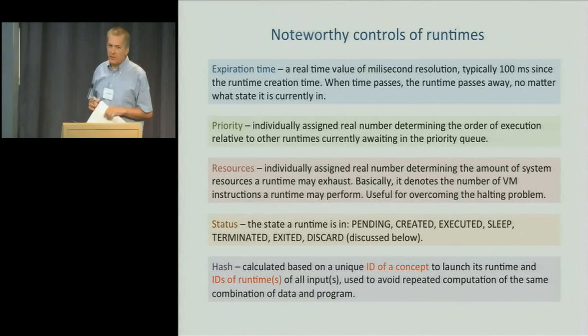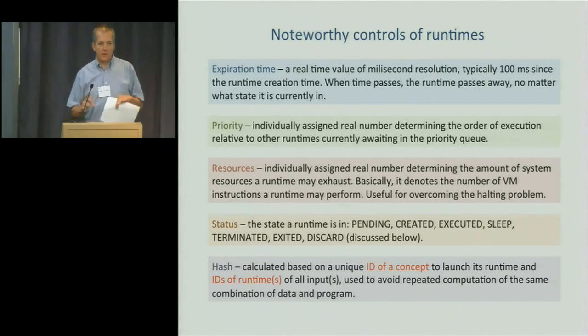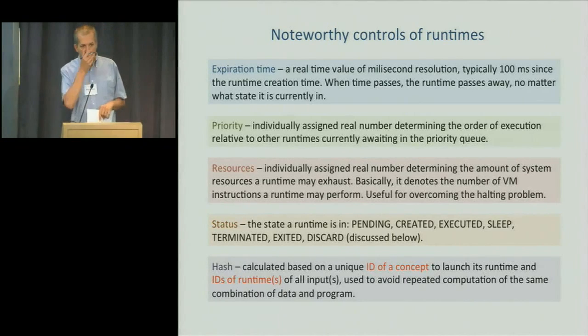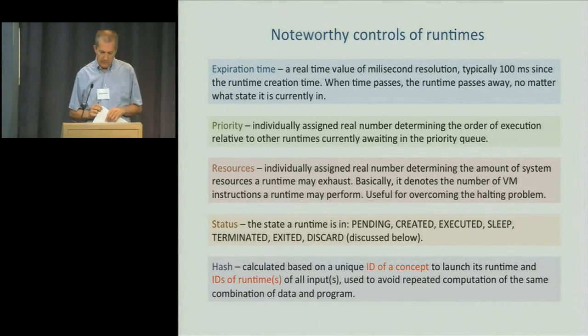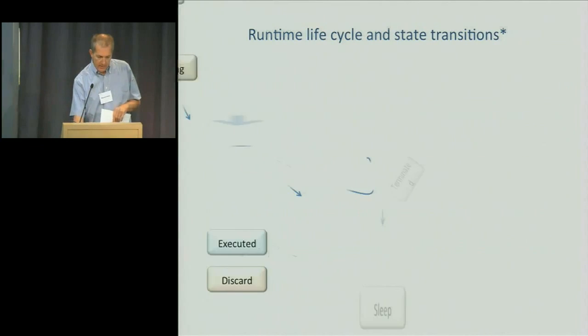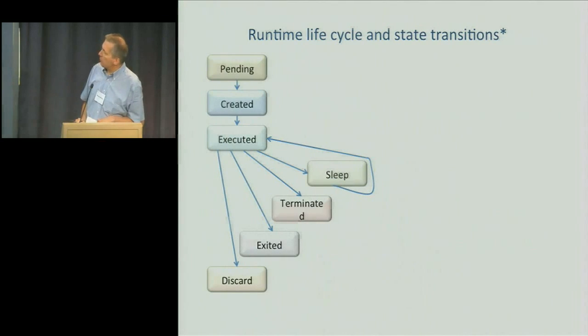There's also priority. This is the order of execution. Runtimes are placed in a priority queue, and from the priority queue those highest in priority are taken first. And there are also resources. Resources control how much processor time may be exhausted. So it's not real time like expiration time, but once the runtime is executed, it runs until its resources are exhausted.